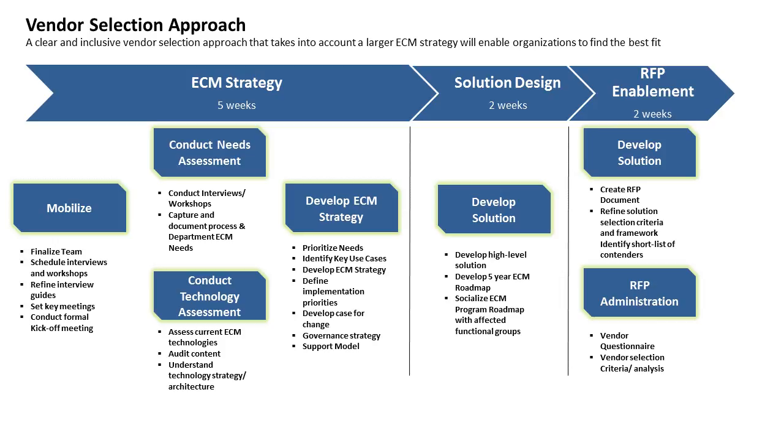There's a development process for your strategy where you consider all the people that are affected, and then you develop a case for the change and a governance strategy and what the support model is going to be for the ongoing solution. Then, once you have a strategy, you get into solution design, and you try to develop the solution and go through the RFP administration component.